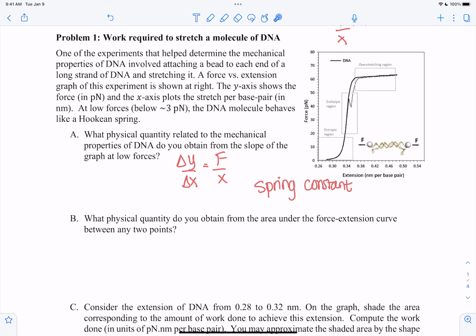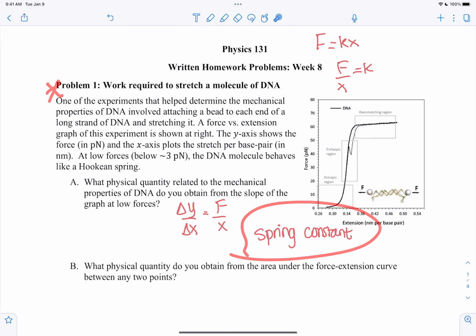Yeah, you can just say spring constant for DNA. Yep. But that's pretty much it. I'm wondering if there's a specific name for the spring constant of DNA. Is there a specific property of that, or a specific adjective for it? I don't know. But I would just say spring constant of DNA.